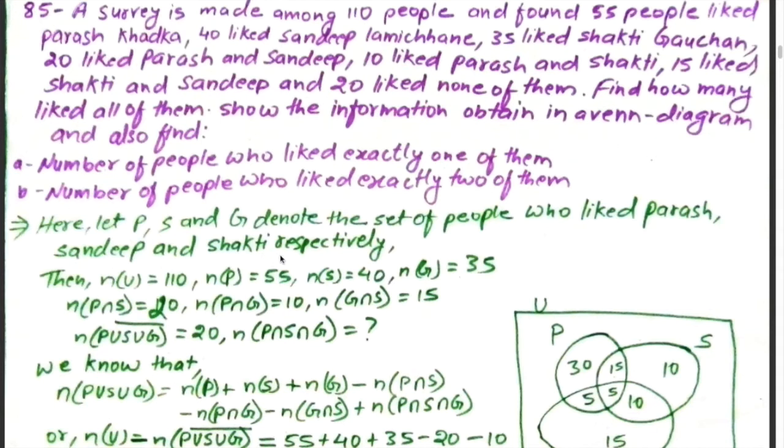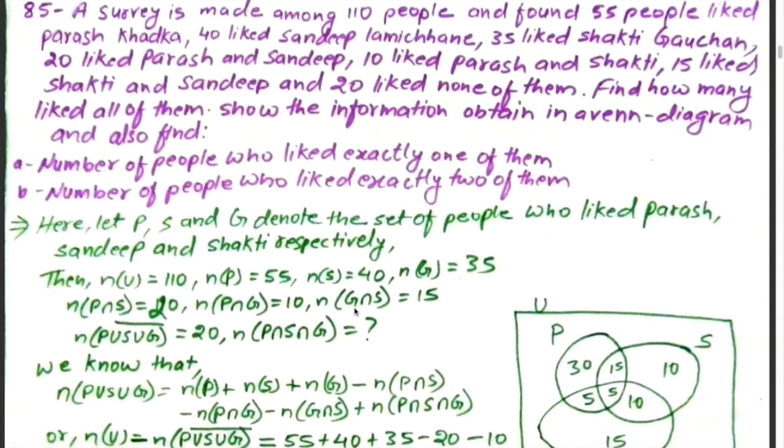Paras, Sandeep, and Shakti respectively. Here n(U) equals 110, the number of people in the survey, n(P) is 55, the number of people who like Paras, n(S) equals 40 for Sandeep, and n(G) equals 35 for Shakti Gochana. And n(P ∩ S), the intersection of Paras and Sandeep, equals 20, and n(P ∩ G), Paras and Shakti Gochana, equals 10, and n(G ∩ S) equals 15.